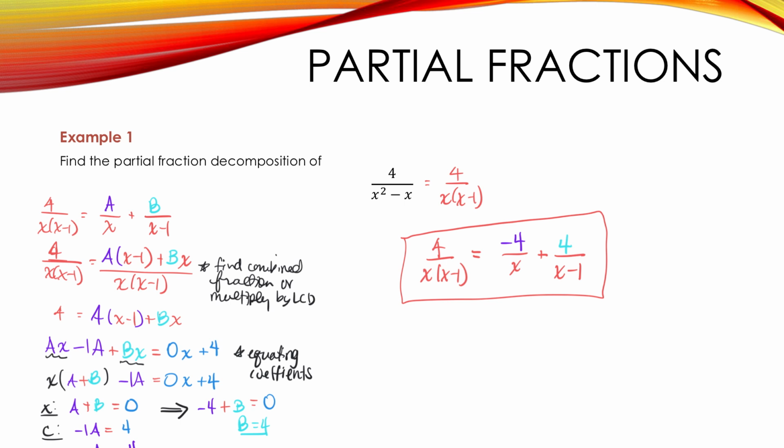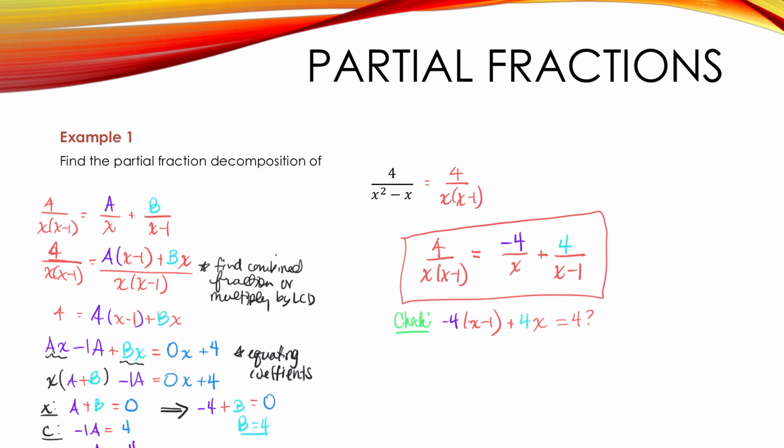So let's do a quick check. Negative 4 times x minus 1, right? Plus 4 times x minus 1. Let's see what it equals, right? Because that's how we would get our denominator. This would all be, oh, that one should just be times x. Sorry about that. And this should all be over x times x minus 1, and it should equal 4.